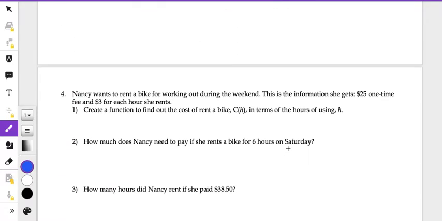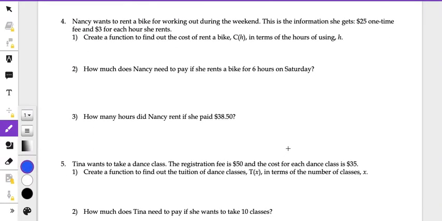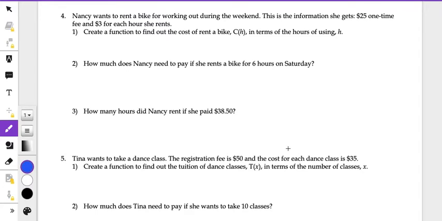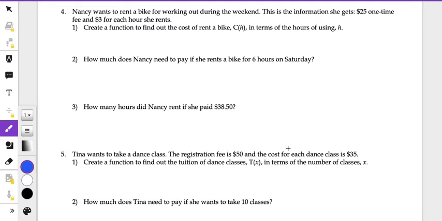Now let's move on to a little bit different situation. Number 4. Nancy wants to rent a bike for working out during the weekend. This is the information she gets. She needs to pay a $25 one-time fee and $3 for each hour she rents. So we are going to first create a function, then we're going to work different questions based on the function we have. So we need to find out the total cost she needs to pay for renting the bike.